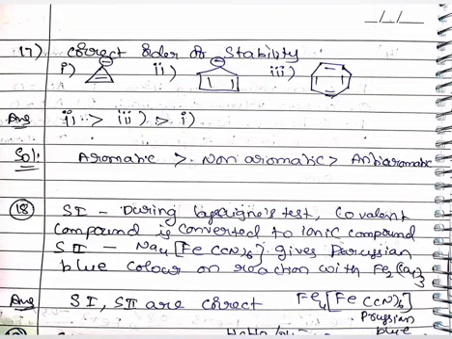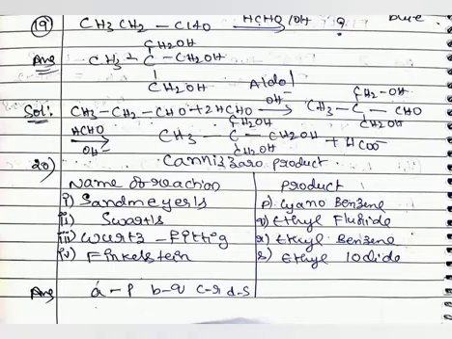Statement type question. During the Lassaigne test, covalent compound is converted to ionic compound. Yes, no doubt. In the form of NaCN, Na2S, the elements convert into the ionic compound along with the carbon. Statement 2, Na4[Fe(CN)6] gives Prussian blue color on reaction with Fe2(SO4)3. This one also correct, because the blue color is due to the formation of Fe4[Fe(CN)6]3. Let's move to the next one.